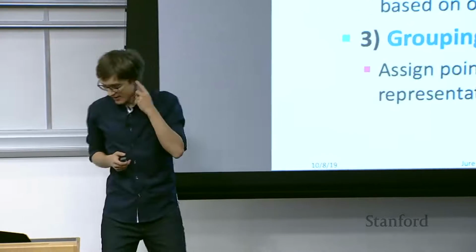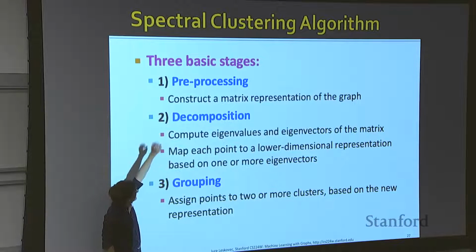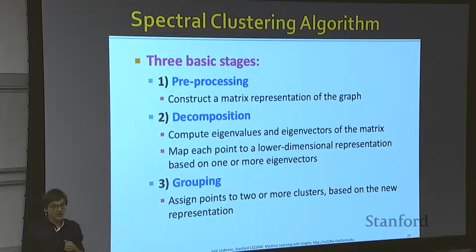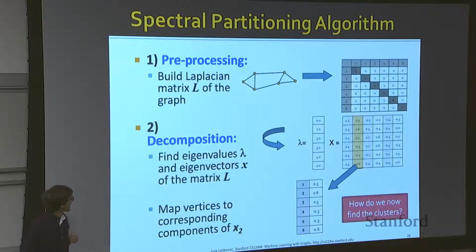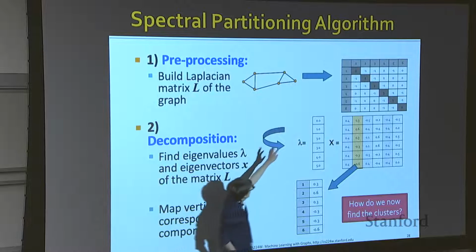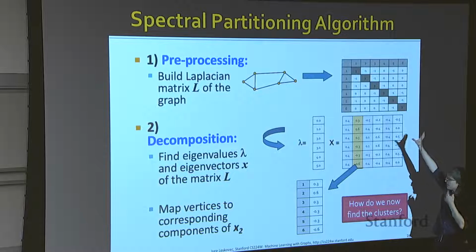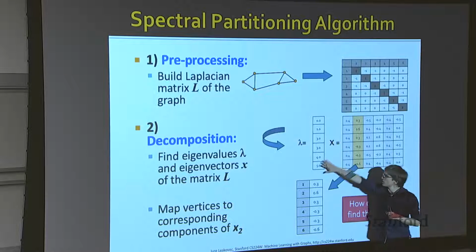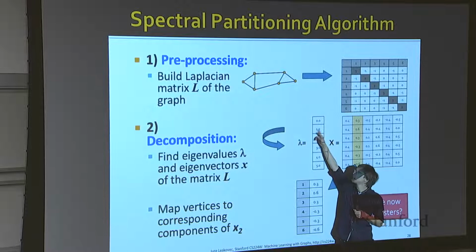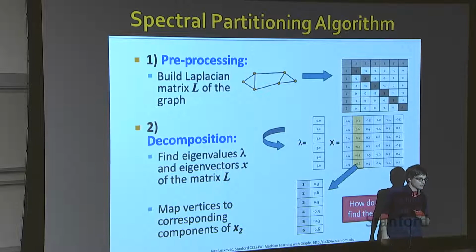Good. So let's now move on and go back to my first slide, which was how do you do spectral clustering? You do pre-processing, you do decomposition, and you do grouping. We already know what the pre-processing will be. We will create the graph Laplacian matrix, right? So if I take the graph, I will define the degree matrix, and I will then create the graph Laplacian matrix. Then I will do the eigen decomposition of the graph Laplacian matrix, and all I care about is the second smallest eigenvalue and the corresponding eigenvector. Everything else I don't care about, right?